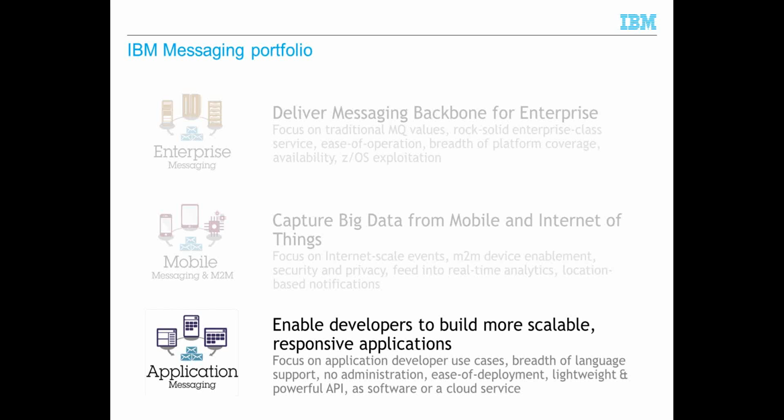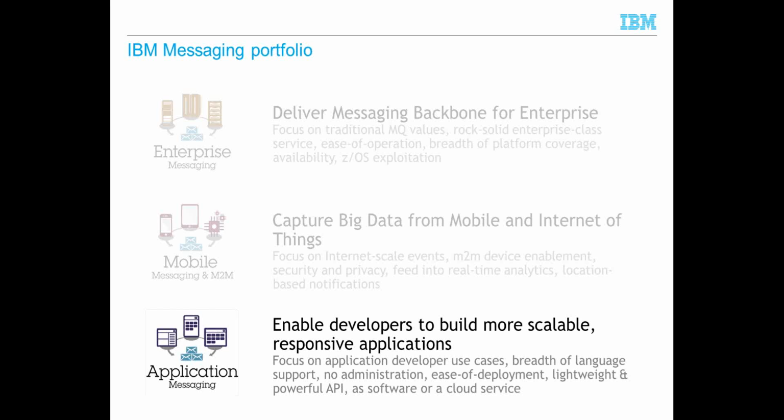So we've divided our portfolio into three areas. One that we call enterprise messaging, which is basically rock-solid, robust, reliable messaging that really connects all the systems and services within an entire enterprise together. And this is where WebSphere MQ, or IBM MQ as it's now known, fits. It's one that the majority of people will be familiar with. We have another area of the portfolio called mobile and M2M messaging, and this is really about the needs of the Internet of Things and those kinds of use cases, and how asynchronous messaging can really help there.